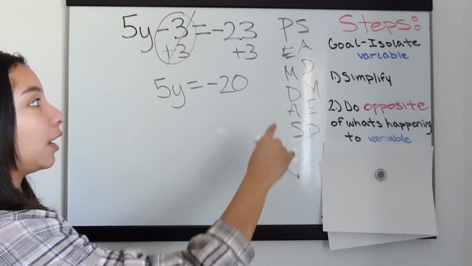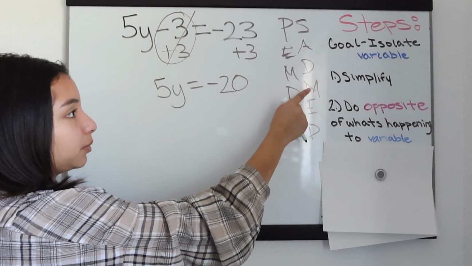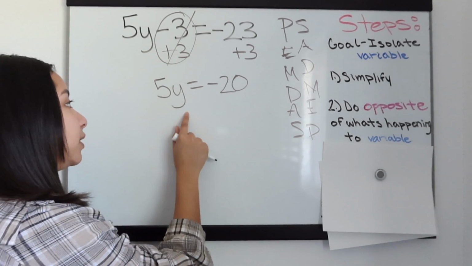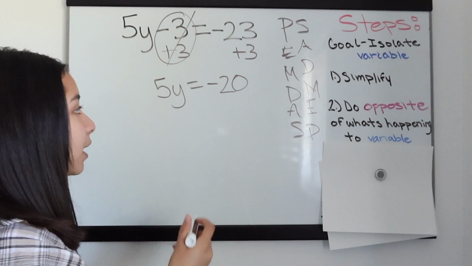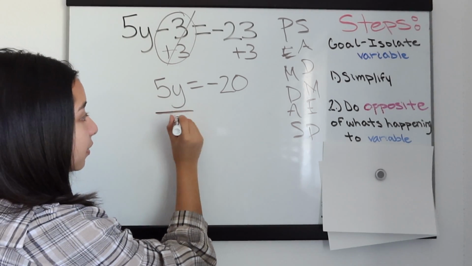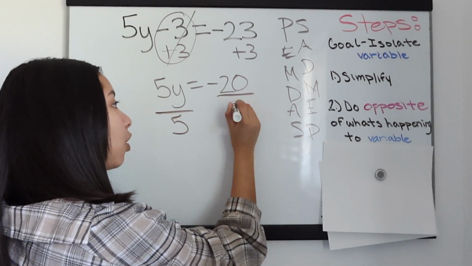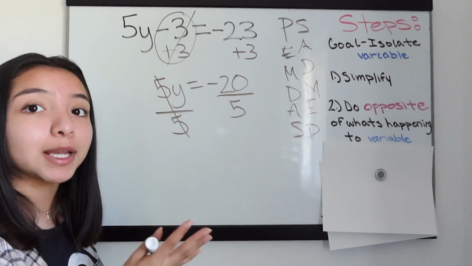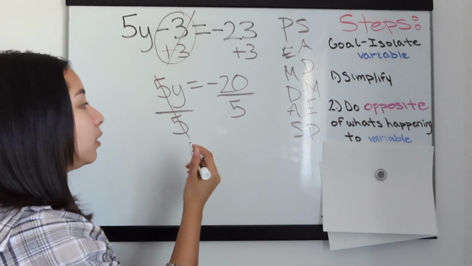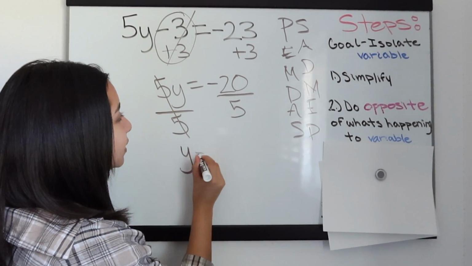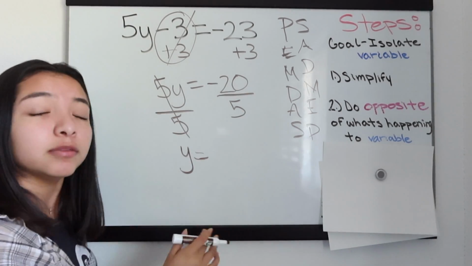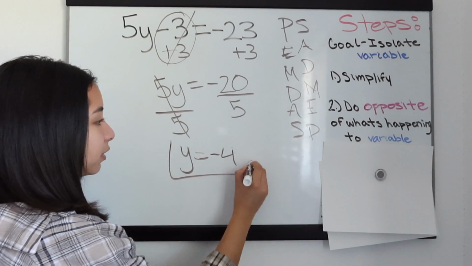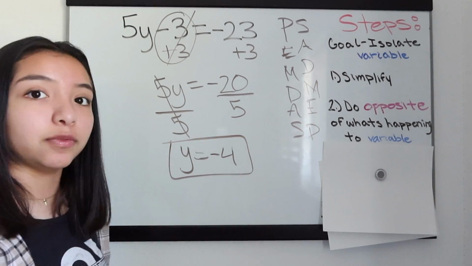All right. Now the next step is division or multiplication. We have multiplication right here. 5 is being multiplied to y, and the opposite of multiplication is division. So we divide 5 on both sides of the equation. The 5y cancels out to a 1. 1 times anything is just that other number. So we're left with y is equal to negative 20 divided by 5, which is negative 4. All right, so our answer is y is equal to negative 4.